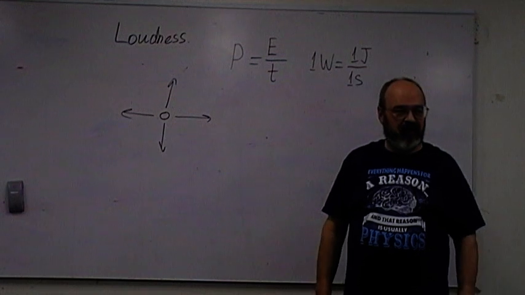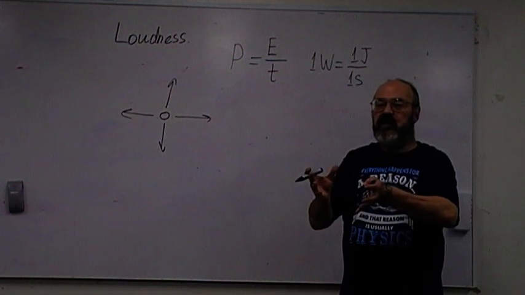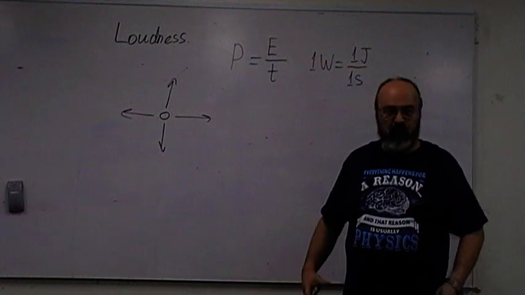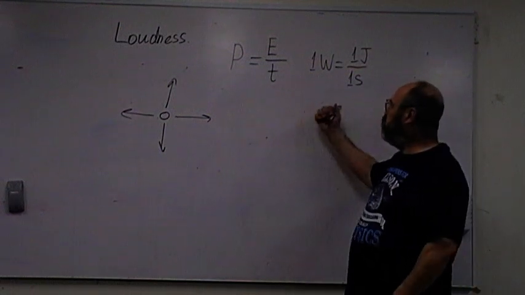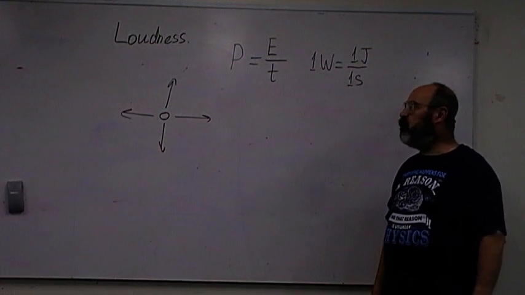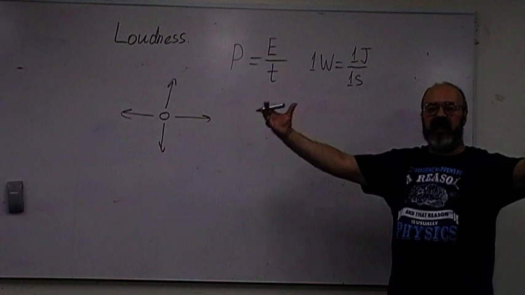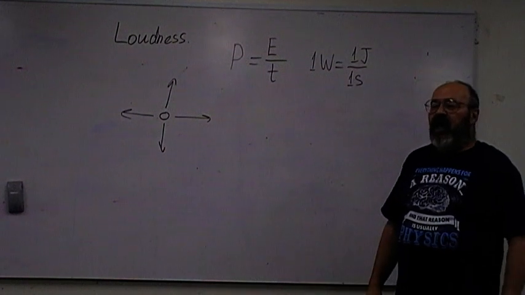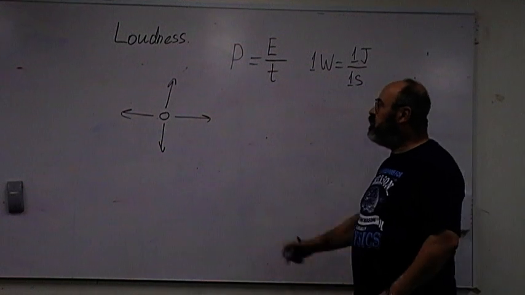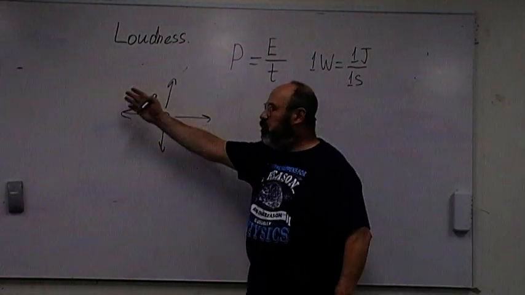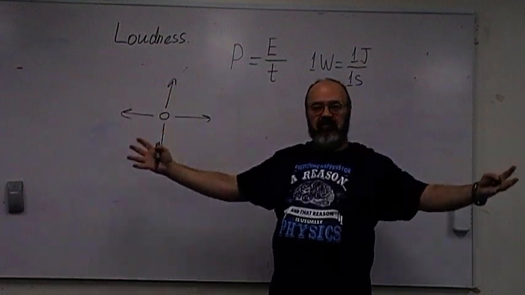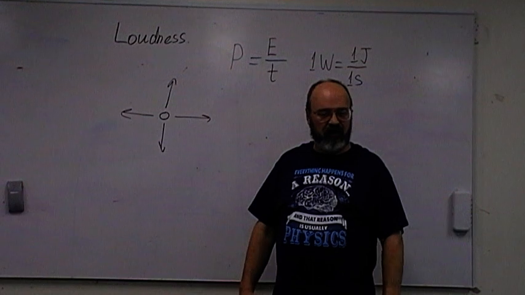That's the power. So we have a source of sound which has a certain power, producing a certain number of watts of power, so a certain amount of joules of energy emitted every second. Now, this sound is going in all directions, so it's distributed over a certain area.